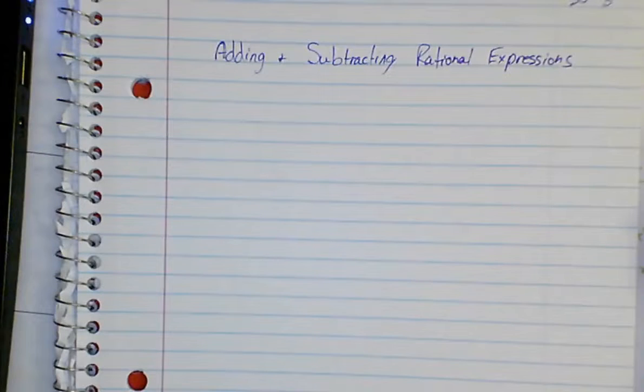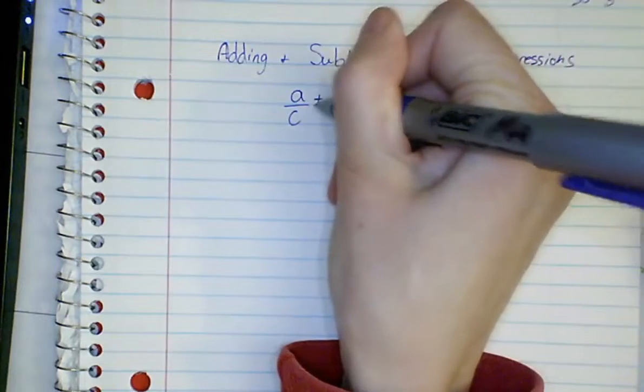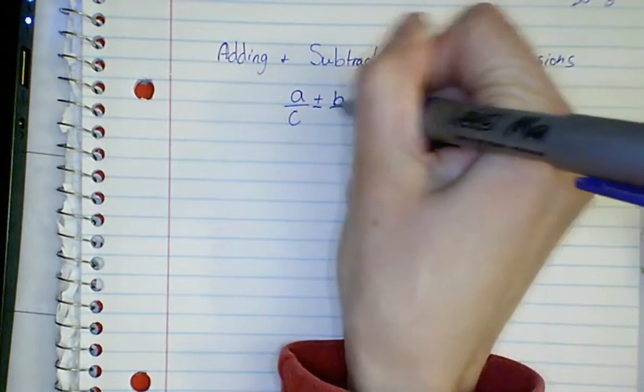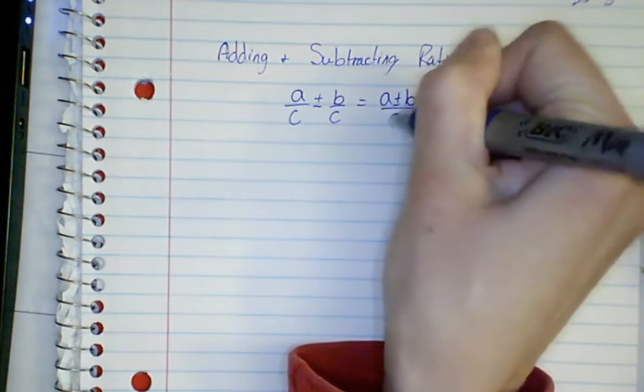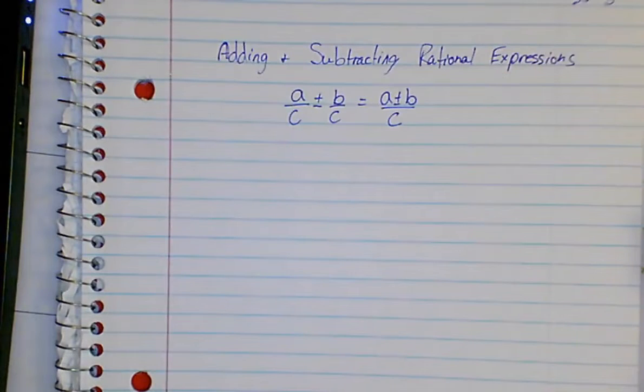This video is over adding and subtracting rational expressions. Anytime you are adding or subtracting fractions or rational expressions, the denominator has to be the same. So if we have A/C plus or minus B/C, we can add the numerators and keep the denominator.